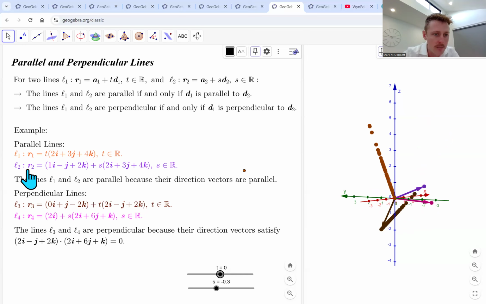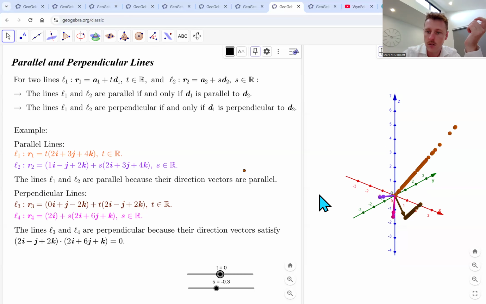Okay, the purple line is, these are just made up, obviously, r2 equals 1i minus j plus 2k plus s groups of 2i plus 3j plus 4k. All right. The key point here is notice that the direction components of these vector equations are parallel. This part is the direction component. This part is the direction component. They're the same, right? So the lines L1 and L2 are parallel because the direction vectors are parallel.